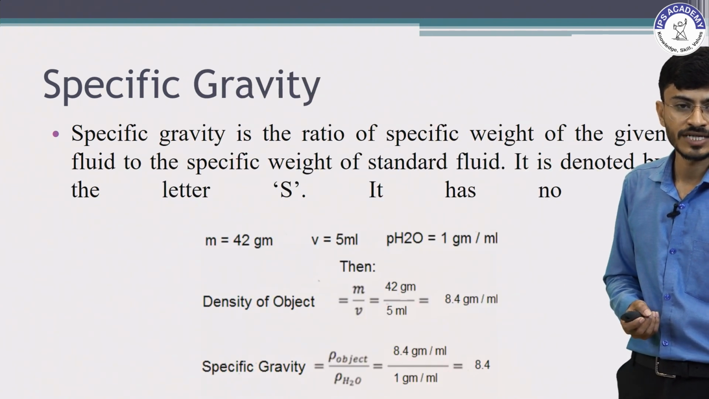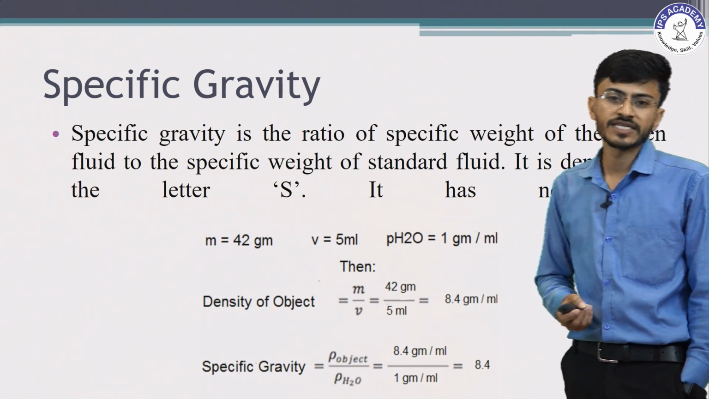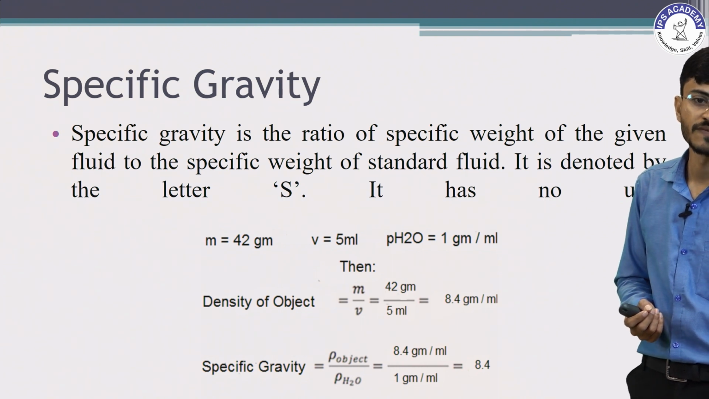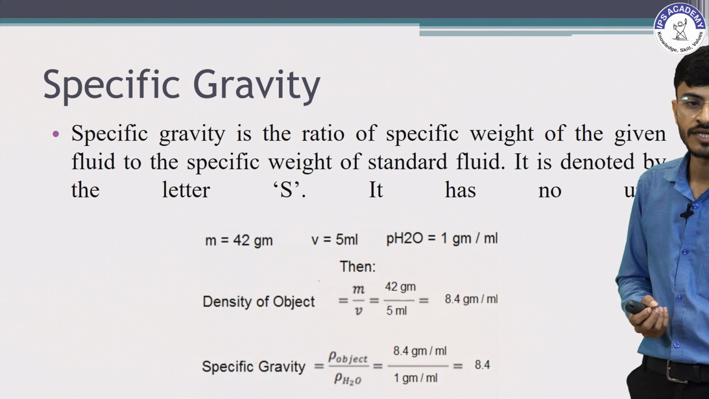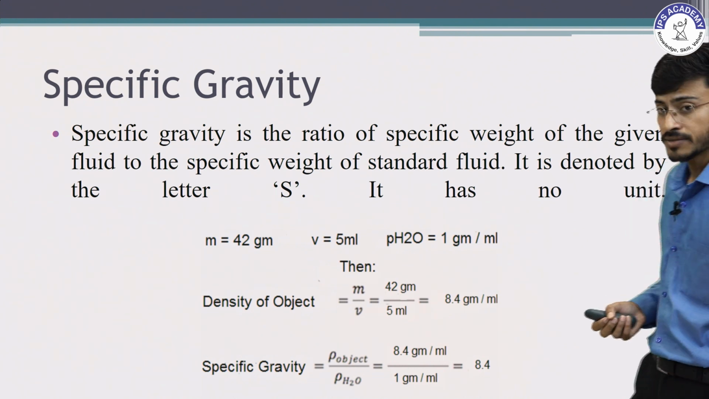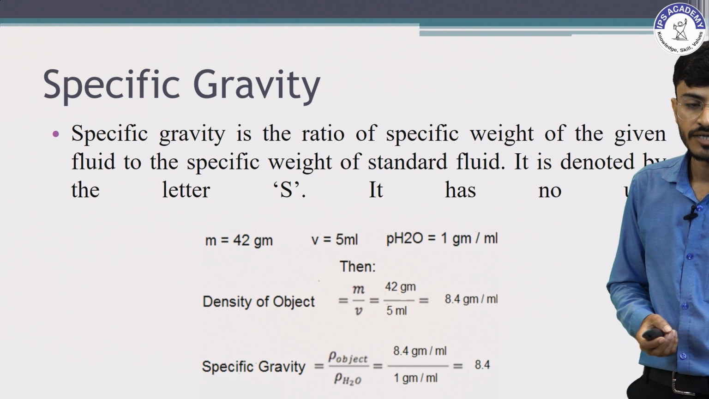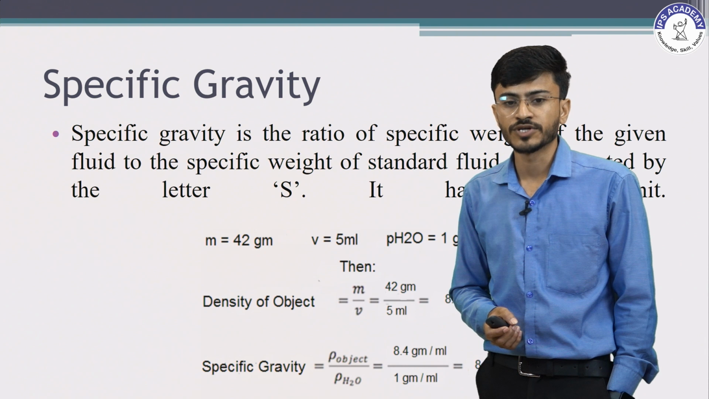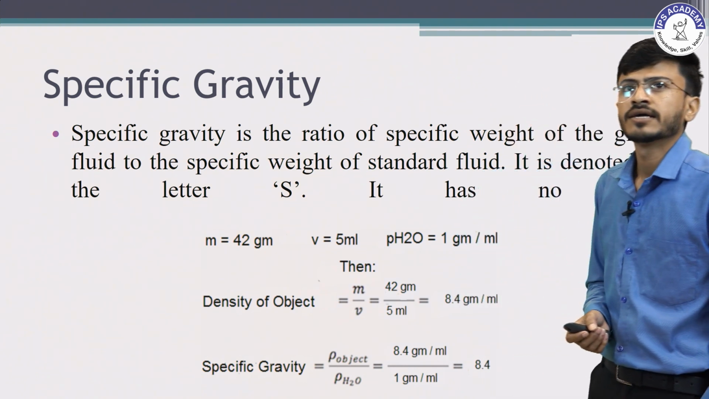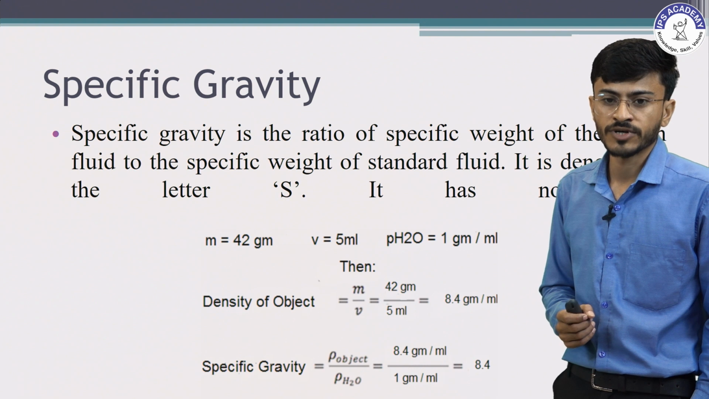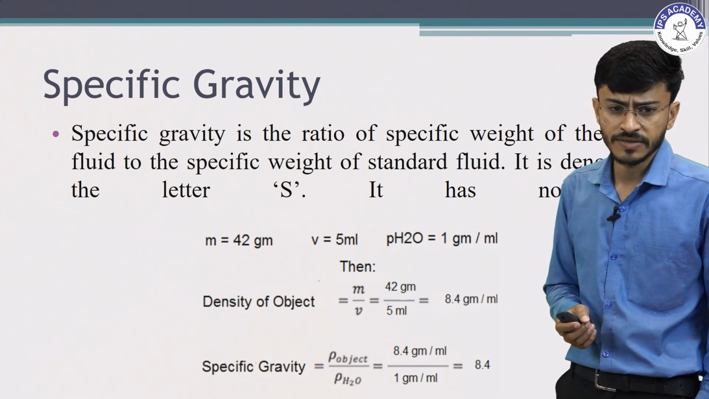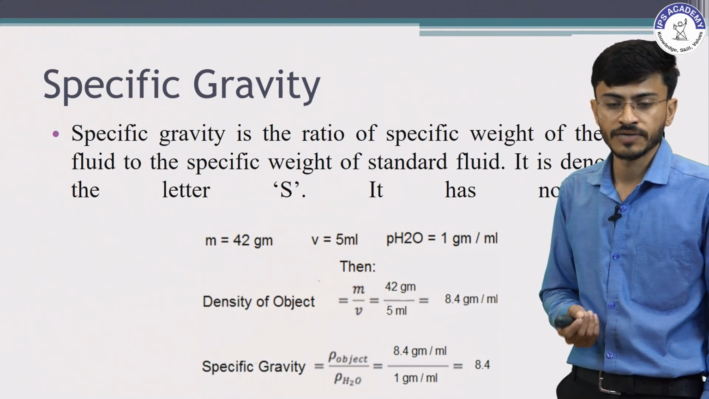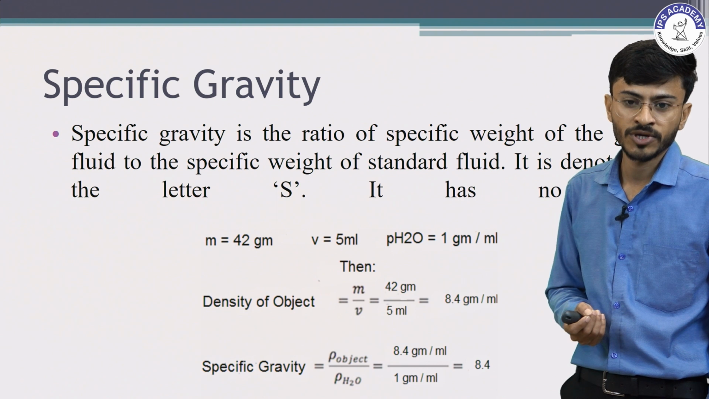Now coming to the next property, specific gravity. Specific gravity is the ratio of the specific weight of the given fluid to the specific weight of the standard fluid, generally denoted by the letter S, and it is a unitless property. Here I have shown you an example. The given mass is 42 gram, volume is 5 ml, and the density of water we know is 1 gram per ml. Then the density of the object will be mass by volume, 42 gram divided by 5 ml, so it will come to 8.4 gram per ml.